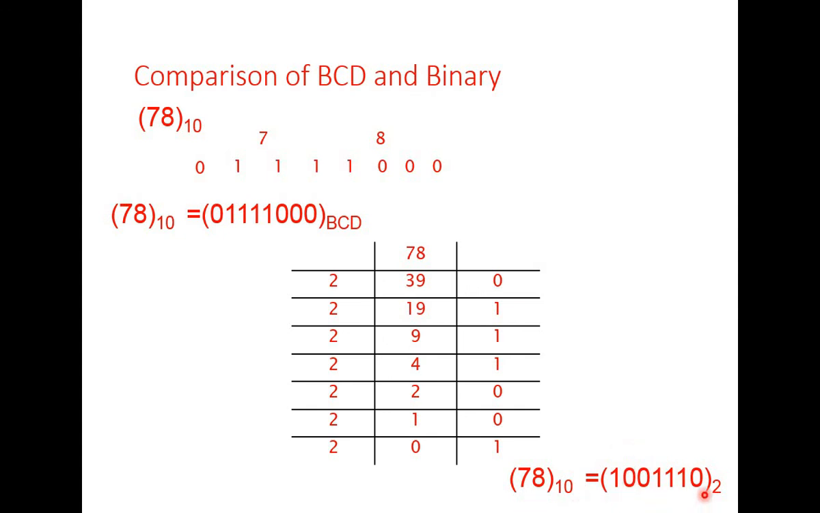If we count these bits, this count represents that whenever we have to represent 78 to the base 10 in binary, we require only 7 bits, and whenever 78 to the base 10 is represented in BCD, at that time we require 8 bits. So this comparison indicates that the BCD code is less efficient than the binary, because binary code requires only 7 bits to store the information of 78 to the base 10, and BCD requires 8 bits to store the information of 78 to the base 10.